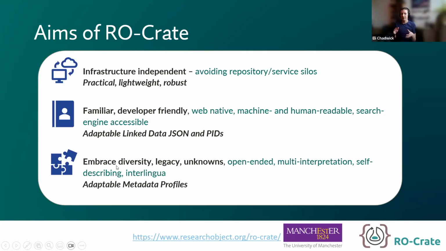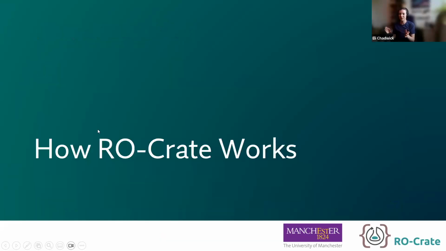And then we also want to embrace the diversity of the research community, as well as legacy applications, and things we didn't think about when RO-Crate was initially being made. So RO-Crate is deliberately open-ended, adaptable to different domains through what we call metadata profiles. And it tries to be entirely self-describing and to be able to act as an exchange format between different pieces of infrastructure. So it's trying to achieve a lot. And I'm going to talk briefly about how it works on a technical level.